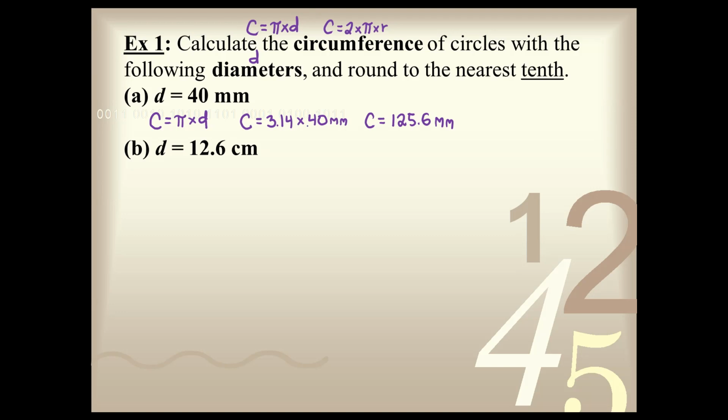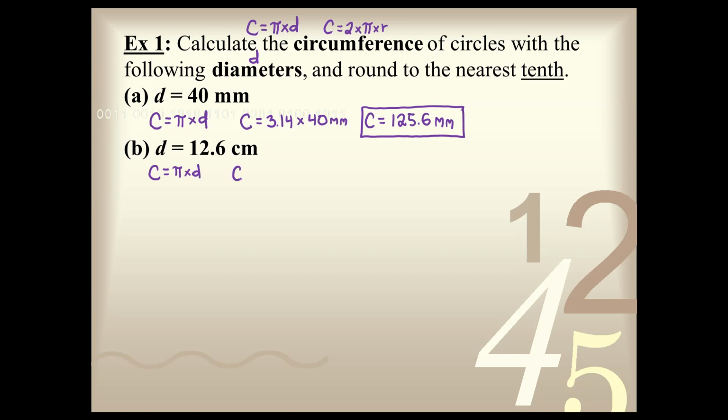So when we substitute the number in for diameter, diameter is a linear measurement. It has units of, in this case right here, millimeters. And the circumference is also going to have the same units as the diameter, so millimeters. Second one, I have D is 12.6. So again, let's do my 3-step procedure. So I have C is equal to pi times the diameter.